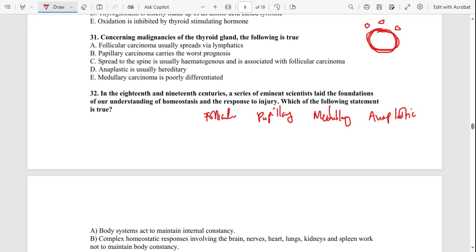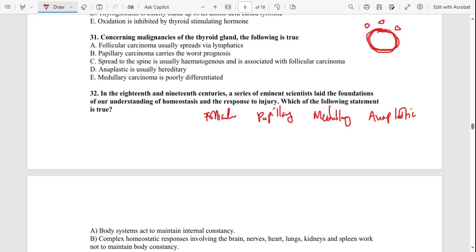And then for the link with heredity, do we get it by genetics or not? The medullary, there's 25% of cases where it is associated with the MEN 2 syndrome. So there is a hereditary characteristic. Anaplastic, there is no hereditary characteristic. The other two, the follicular and the papillary, can sometimes be inherited.